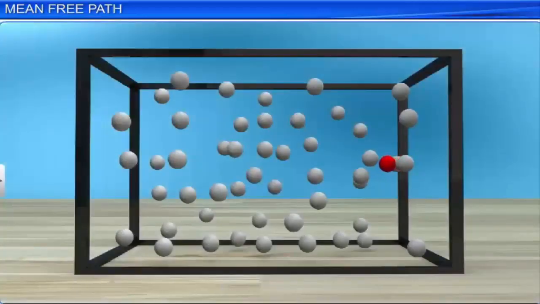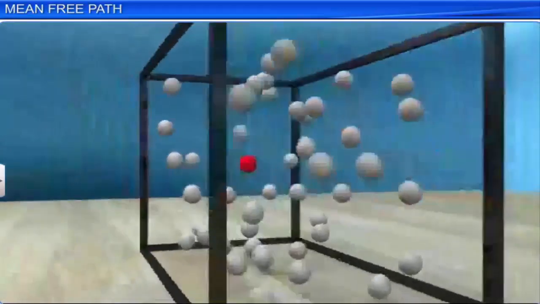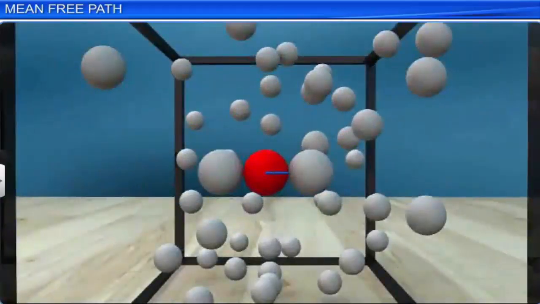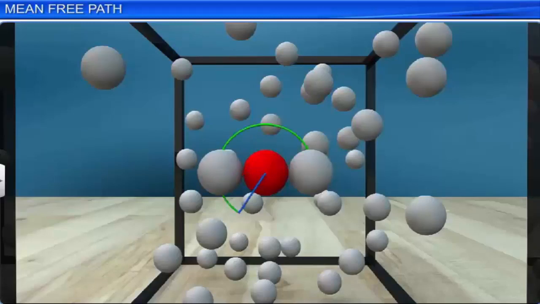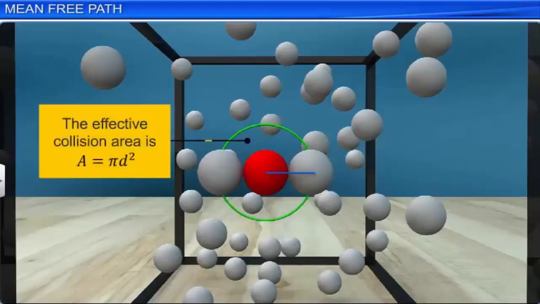When the molecules are in motion, they undergo collision with other molecules which come within a distance d between their centers. Then, the effective region of the collisions is circular in shape. The effective collision area is equal to pi d square.